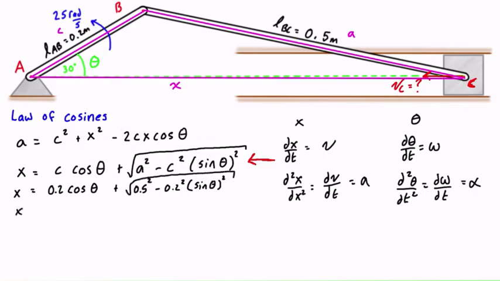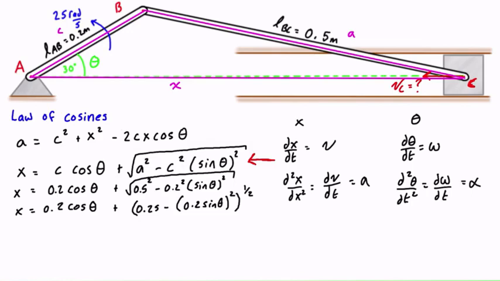Okay, we can simplify this a little bit. So we have x is equal to 0.2 cos theta plus 0.5 squared is 0.25. And we can bring the 0.2 inside that bracket. So we just have 0.2 sine theta all squared. And then it's easier to work with this when we're doing derivatives, instead of writing the square root sign, to just bring in that brackets and raise it to the power of 1/2.